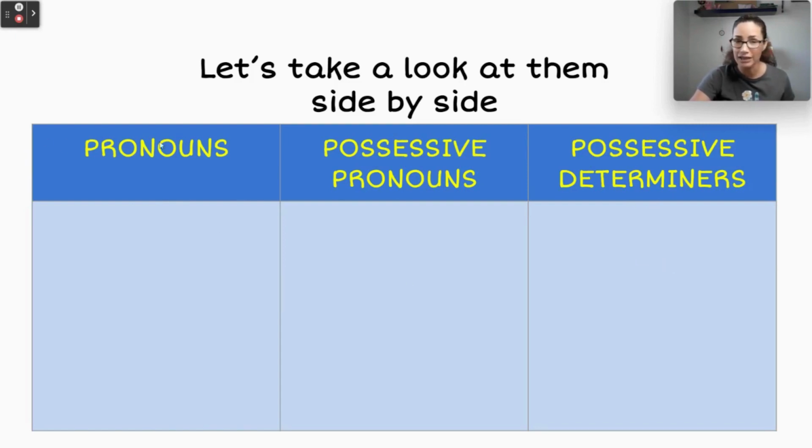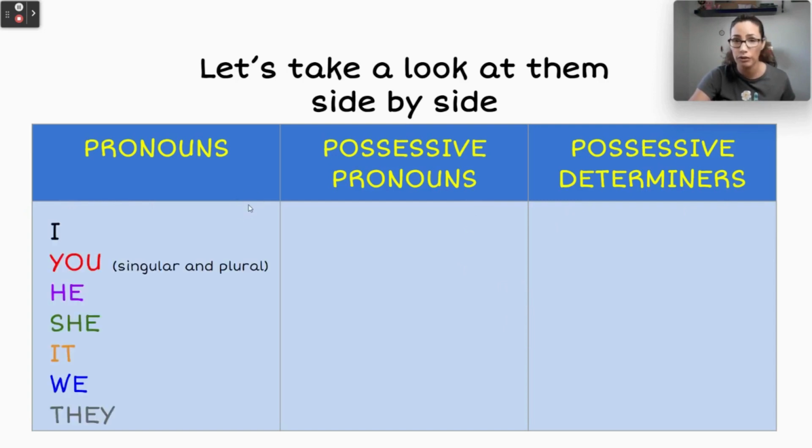Last week we focused on possessive pronouns, and this week we're going to focus on possessive determiners, because when you're learning English, these two can sometimes be a little confusing. Sometimes you don't know when to use which one. So, very quickly, we're going to go through these.